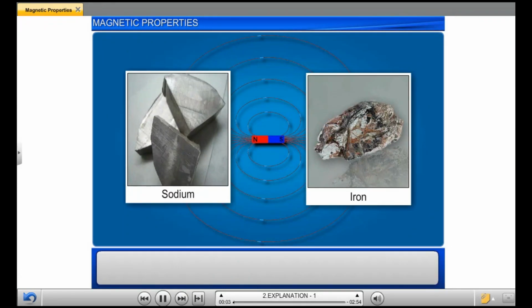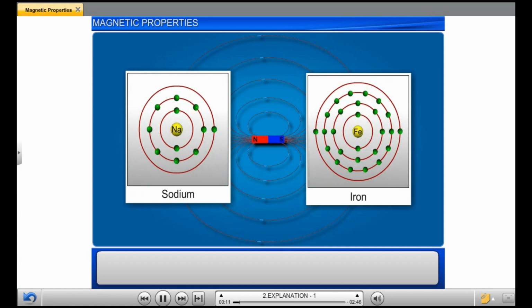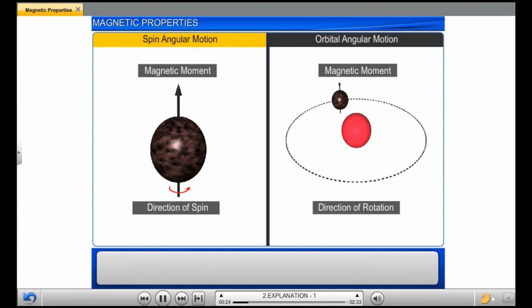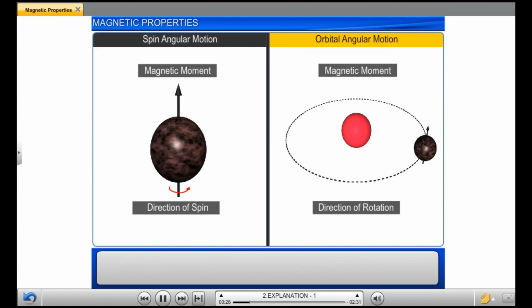Every substance is associated with some magnetic character. The magnetic property of a substance is due to the presence of electrons. Each electron in an atom is regarded a micromagnet. The magnetic moment of an electron originates from two types of motions, known as spin angular motion and orbital angular motion.